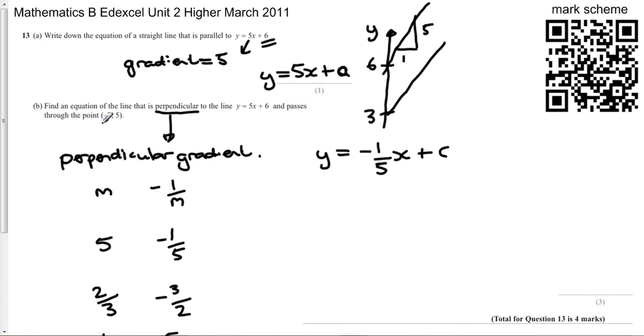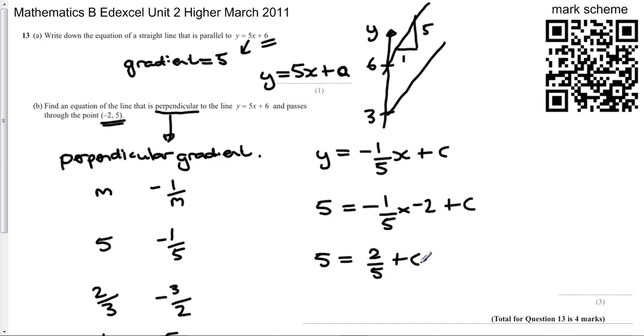Now we're given a point here. We're given the point negative 2, 5, which means y is 5 and x is negative 2. And if we plug those numbers into that equation, we can work out what c needs to be. So we've got 5 equals a negative times a negative, so that's going to be a positive, it's going to come out as 2/5 plus c.